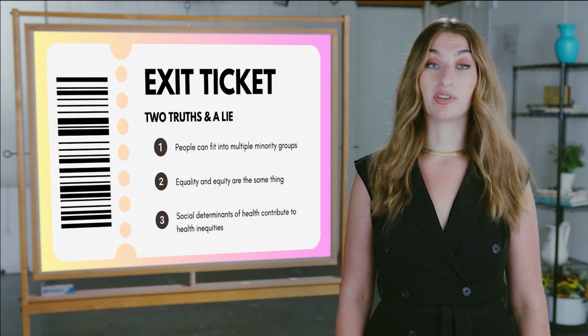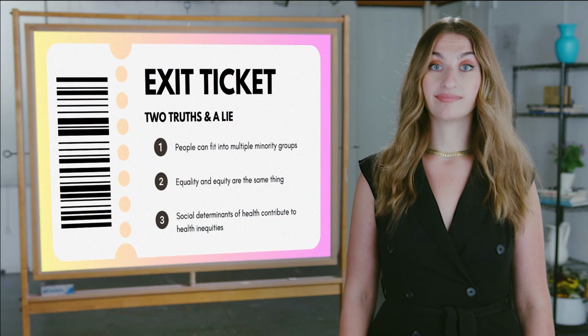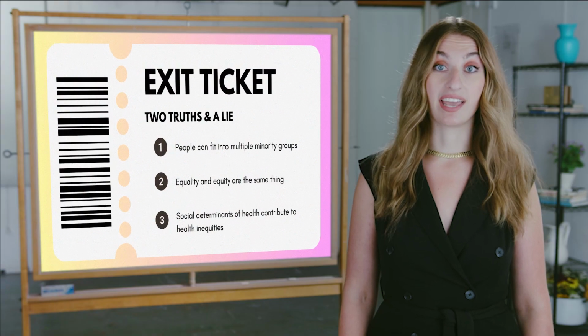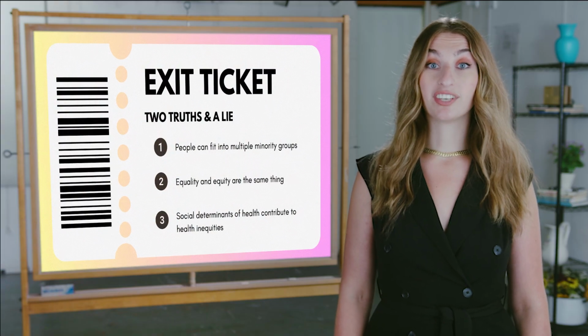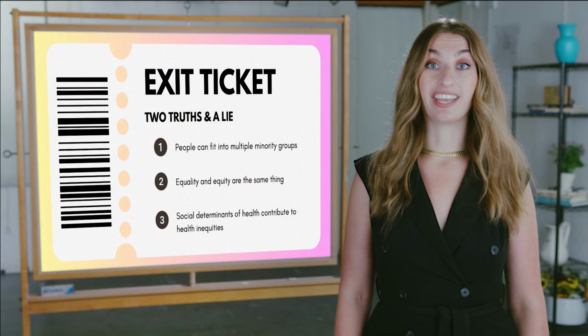Exit ticket. 2 truths and a lie. People can fit into multiple minority groups. Equality and equity are the same thing. Social determinants of health contribute to health inequalities.